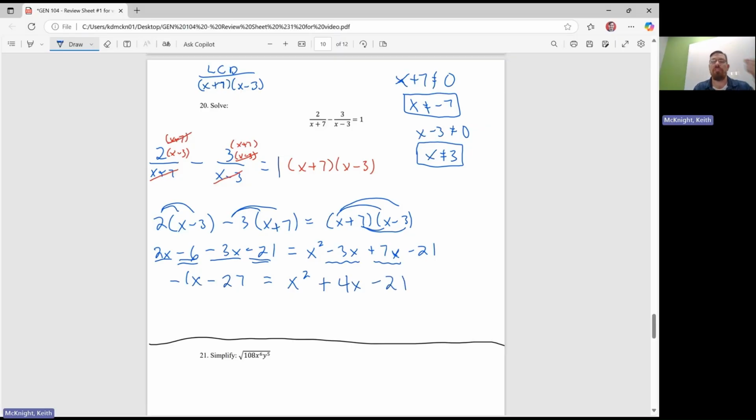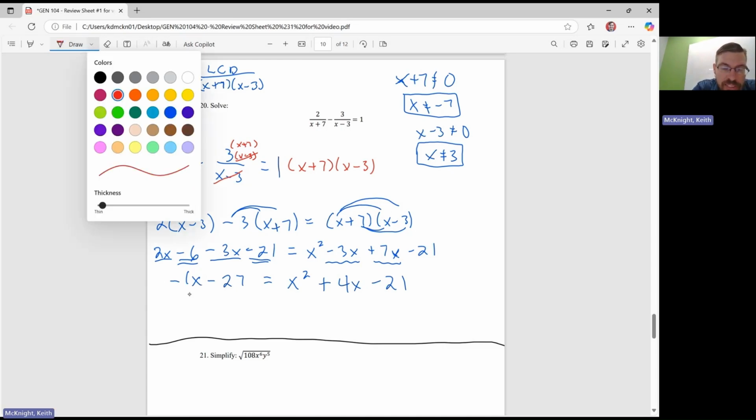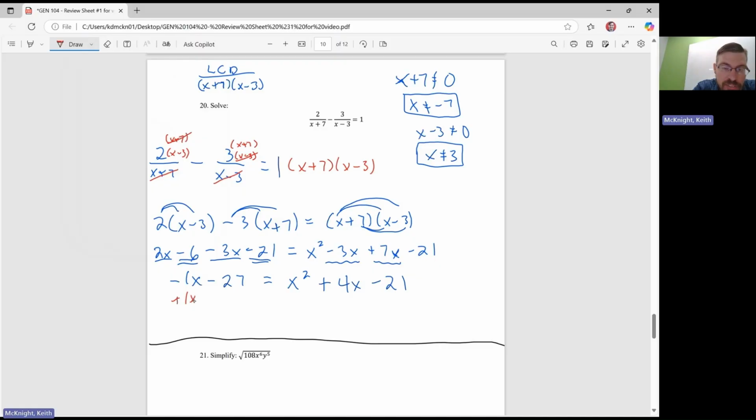Now, in order to solve this, we need to get everything onto our x squared side because remember, we have a quadratic here with a square. That means we're going to expect 2 answers, so we're going to need to be able to factor to solve. So we're going to add or subtract things over. So we're going to add a 1x over. And we got to do that to both sides. We're also going to add 27 to both sides, okay?